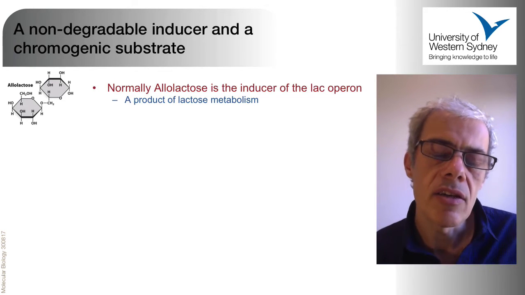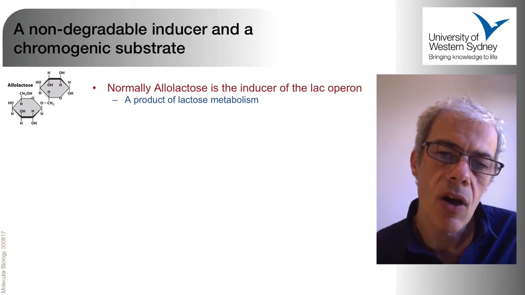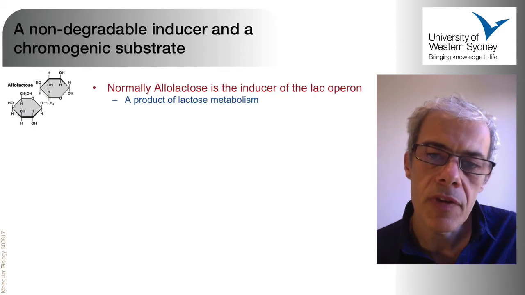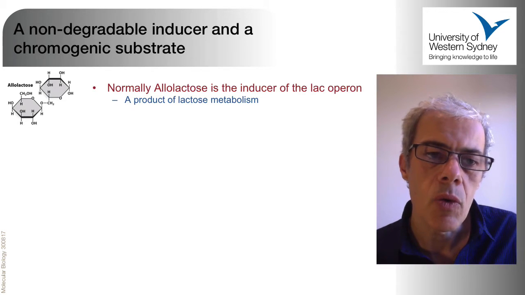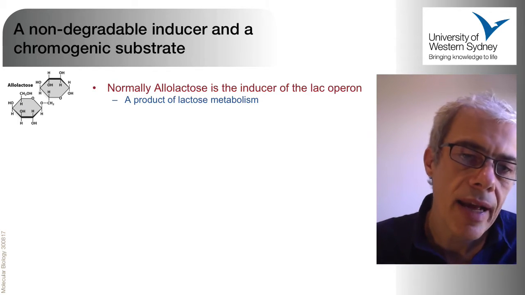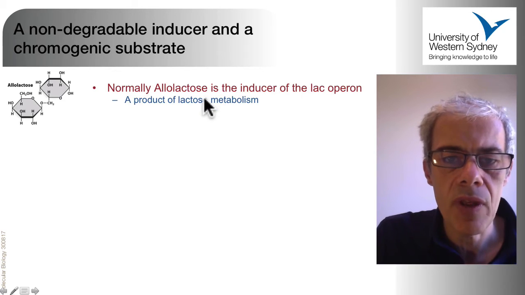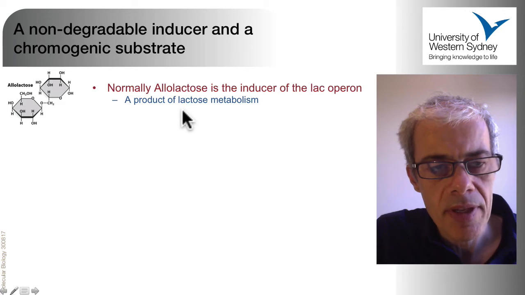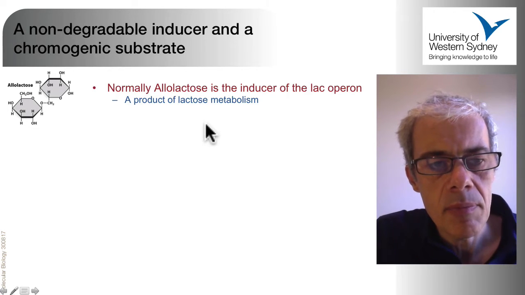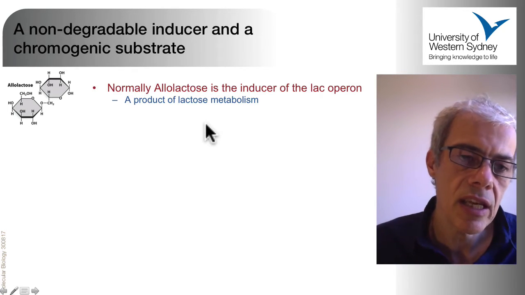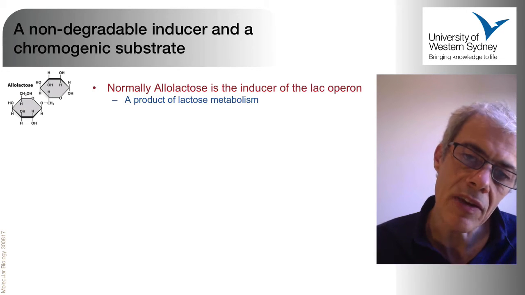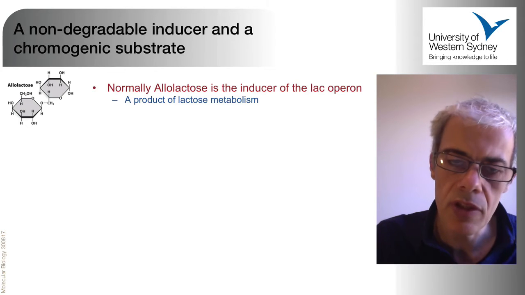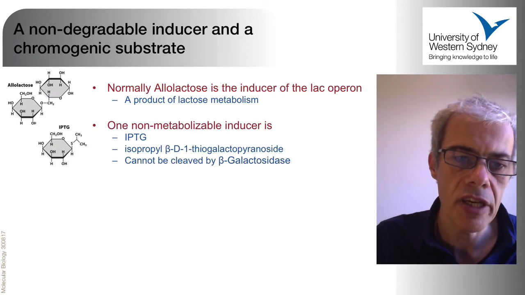So to study the activation of the Lac Operon, they needed a few tools. As I was saying to you, allolactose is normally an inducer of the Lac Operon, and it's a product of lactose metabolism. Now, the presence of allolactose in the cell is quite hard to control. So if you want to study gene expression and regulation, you want to be able to fine-tune the switching on and off of that gene.